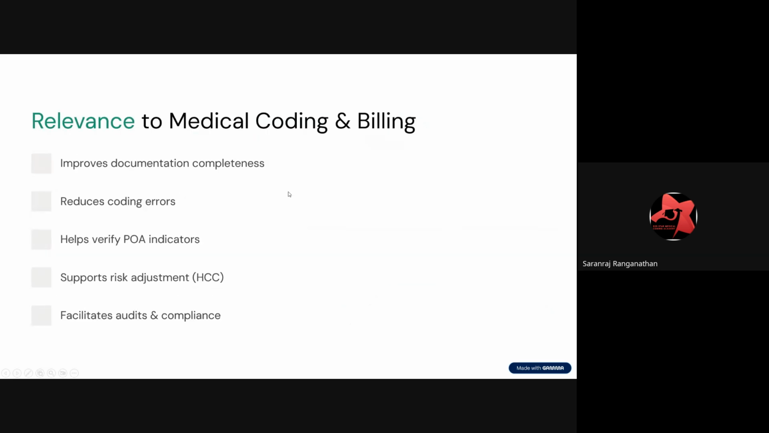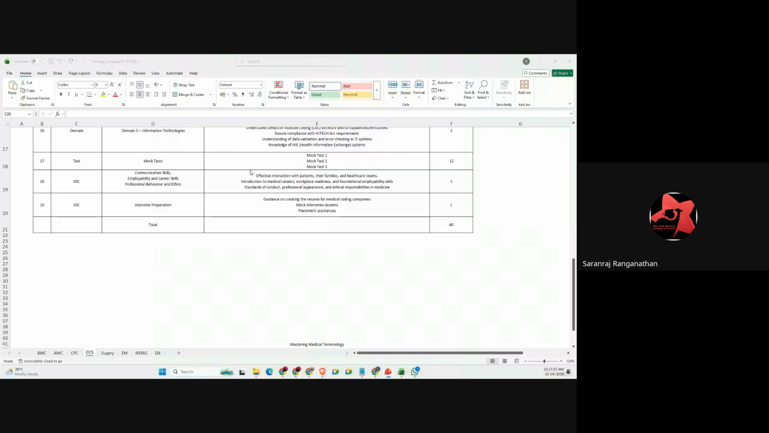Then relevance to medical coding and billing: it improves documentation completeness, reduces coding errors, helps verify the POA indicator, supports risk adjustment, and facilitates audit and compliance. These are the medical billing and coding related points. So that is what it is on the HIE. We'll see the next topic.